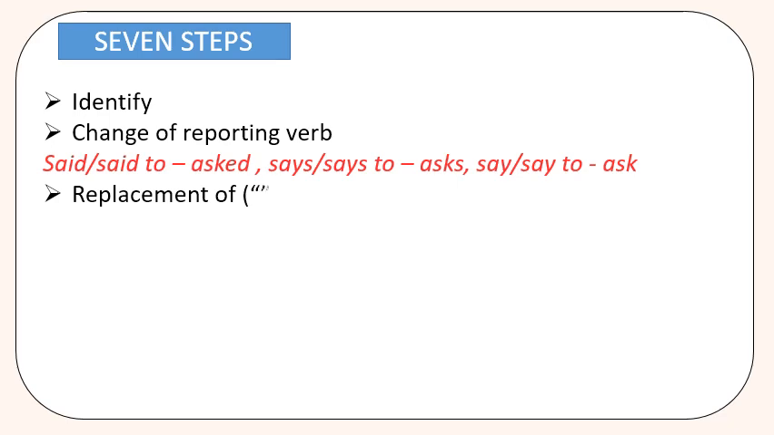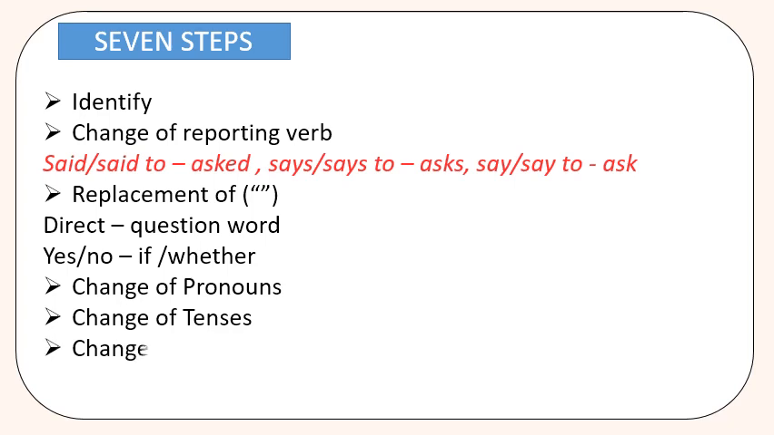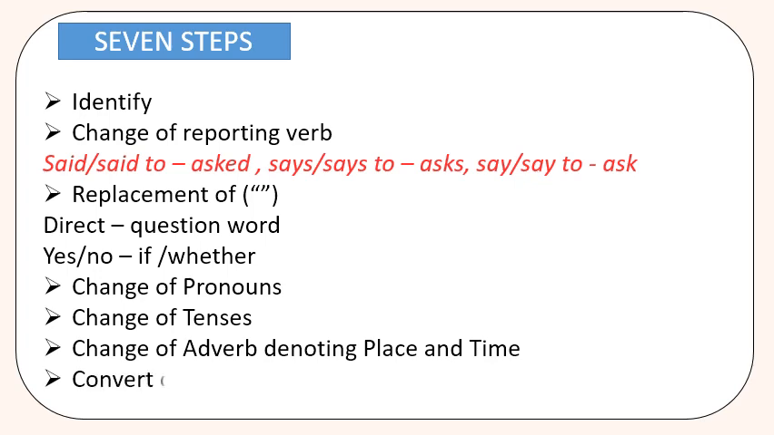Number 3 is replacement of inverted commas. In case of a direct question, we will replace inverted commas directly with the question word. We don't want or need any additional conjunction here. In case of yes or no type of question, we will replace inverted commas with either if or whether. Number 4 is change of pronouns. Number 5 is change of tense. Number 6 is change of adverb denoting place and time. Number 7 is convert question into statement.